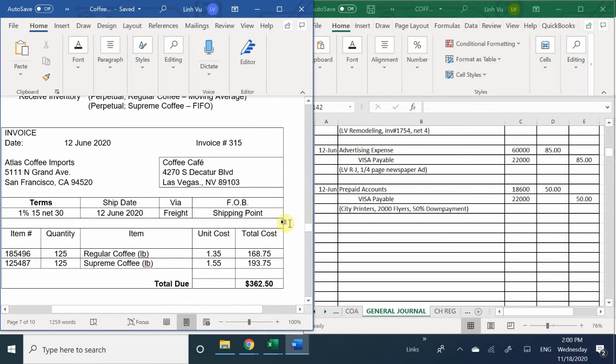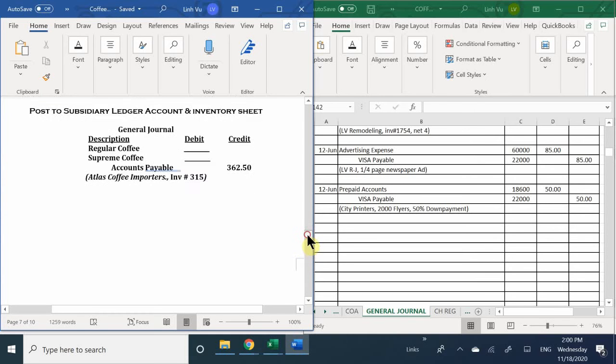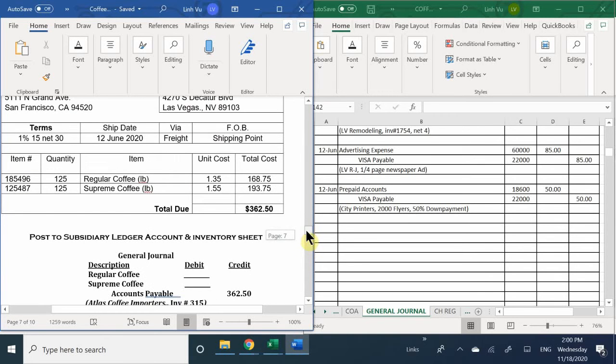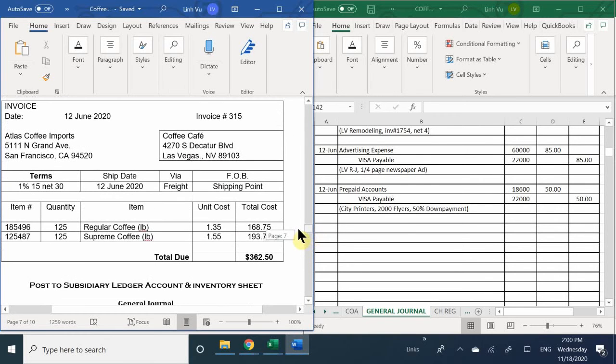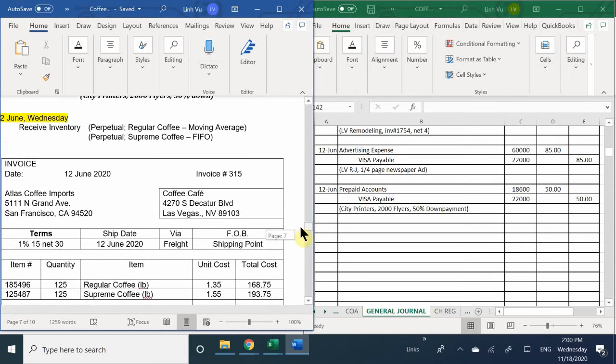Okay, we're still on Wednesday, the 12th. Received inventory. Or June the 12th, right? Received inventory, perpetual: regular coffee, moving average, and then perpetual, supreme coffee, first in, first out. Okay.